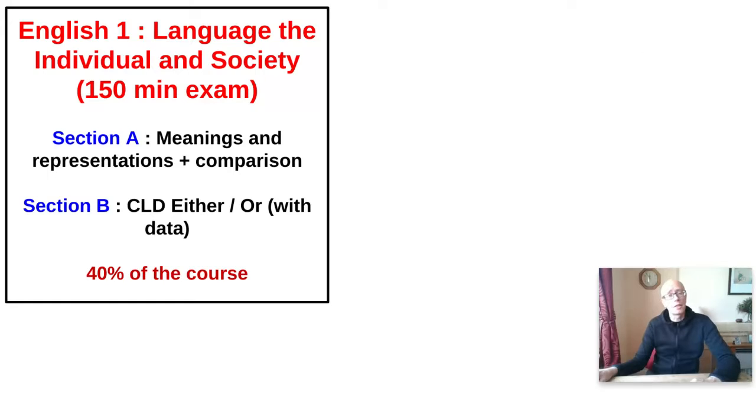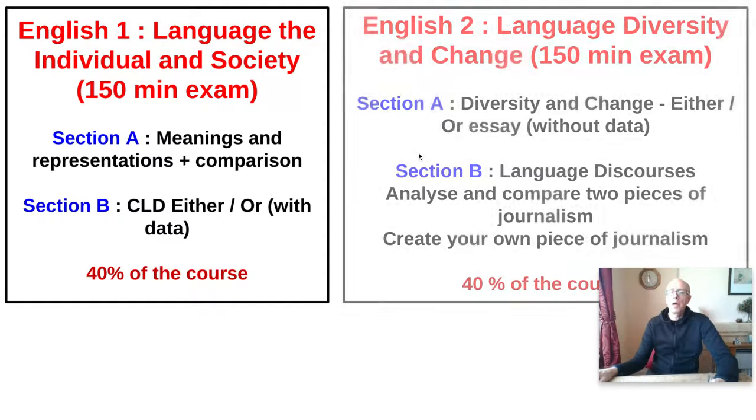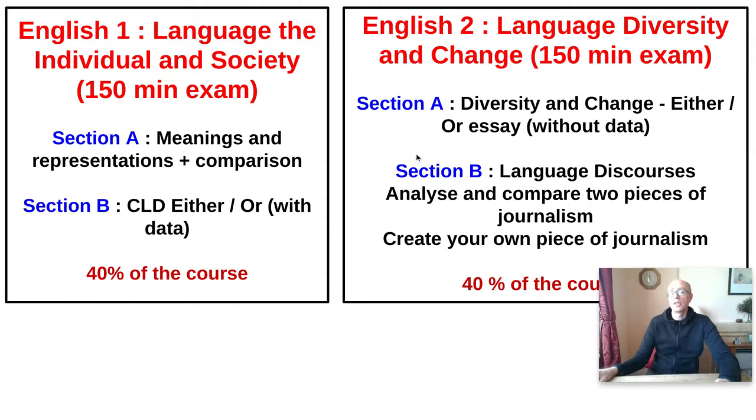Your paper one is the language, the individual and society, and that's split into two sections. So everything that we've done so far on the course in term one has really been getting you ready for that. Section A, meanings and representations. The section B you do next year, that's CLUD, that's the children's language development. Your paper two is called language diversity and change. The diversity material you do next term. It's fascinating stuff. In the exam, you get to write an essay either about language change or about language diversity.